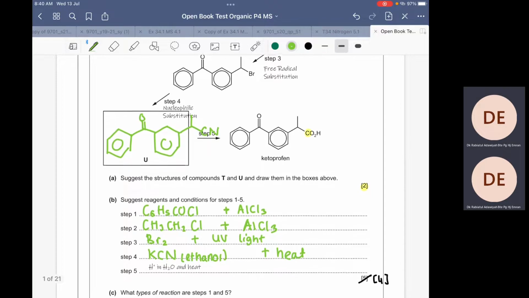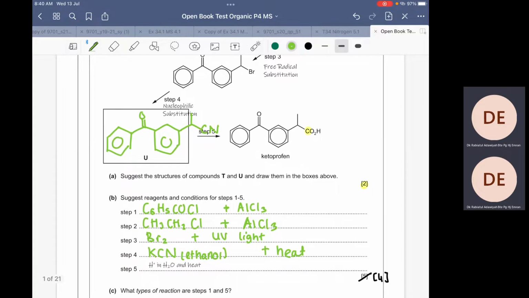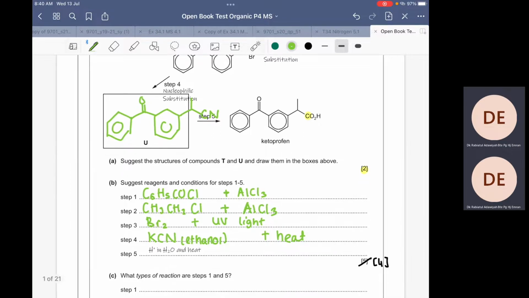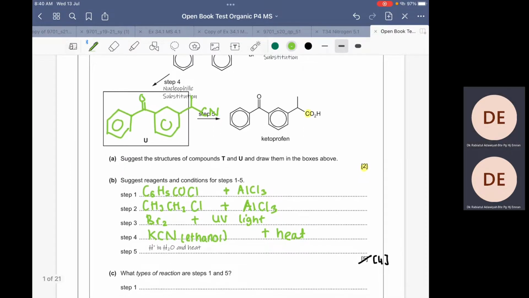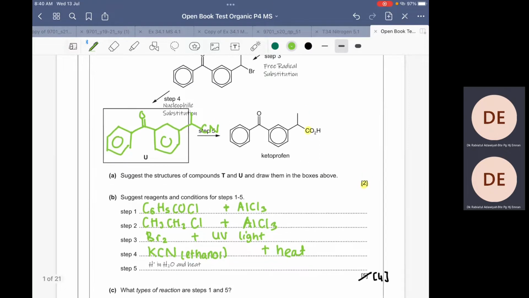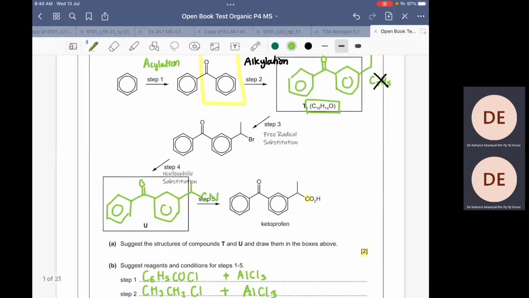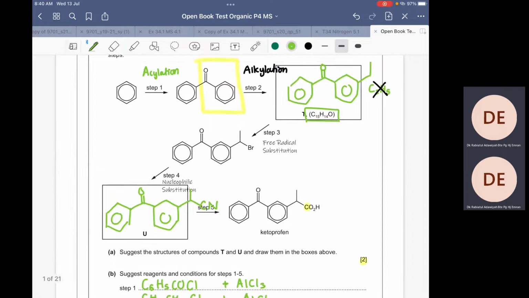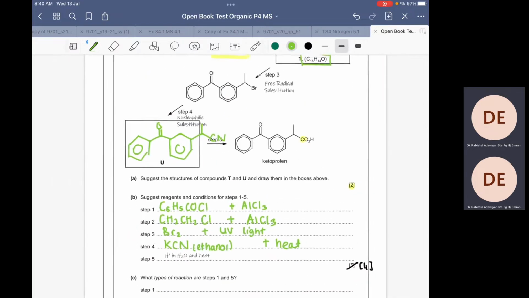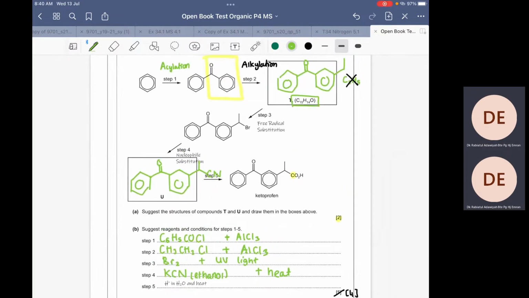Step 5, I've already given you the answer. H plus in H2O and heat. So there's 4 marks for part B. For part A, there's 2 marks, 1 mark for each correct structure. Please make sure you give your friends marks as well.